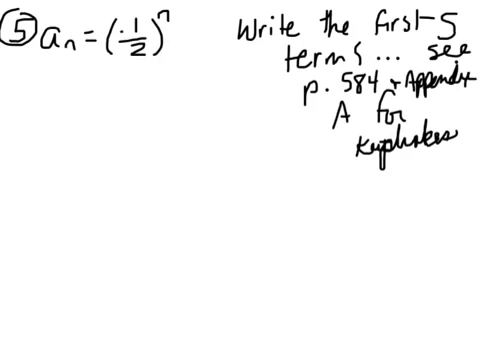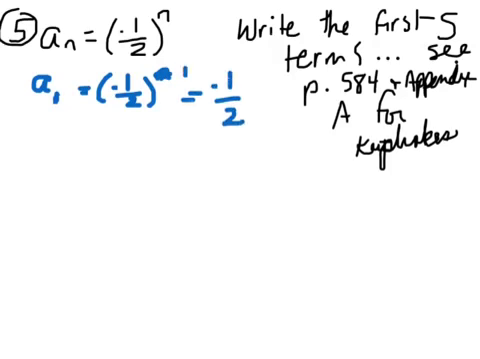So we've got this kind of like a function here. A of 1 would be the first term, and it means we're going to plug in n is 1. You start with your counting numbers, or your natural numbers. So if n is 1, I just plug 1 in. Negative 1/2 to the first power is negative 1/2. So they want us to go all the way to 5.